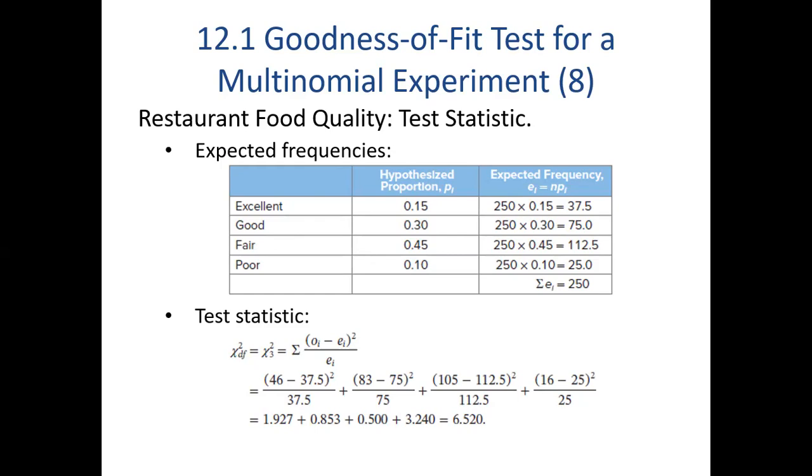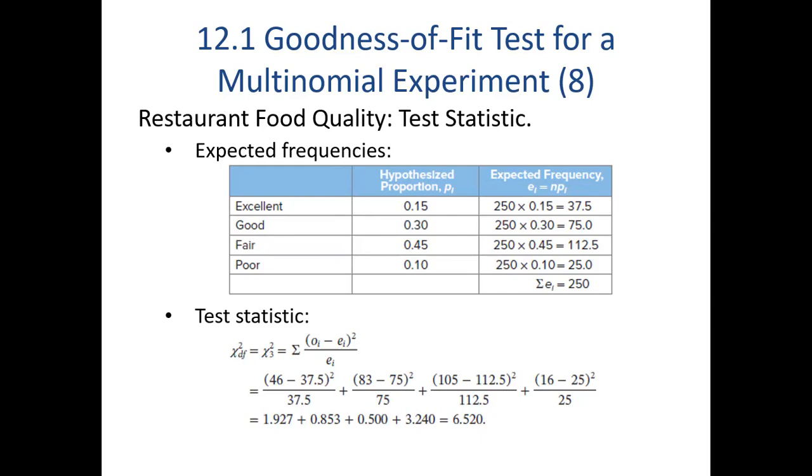Your degrees of freedom, you have to put it in the third line. Remember, there are 4 categories. 4 minus 1 is 3. Okay. And then you go down to calculate and calculate the chi-square statistic. So the test statistic chi-square is 6.52. Notice the p-value is 0.088.